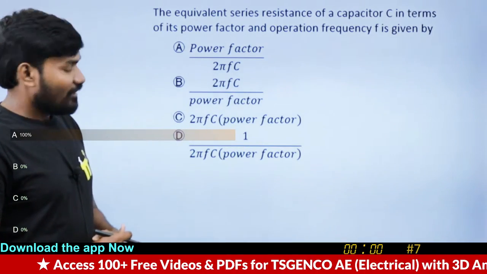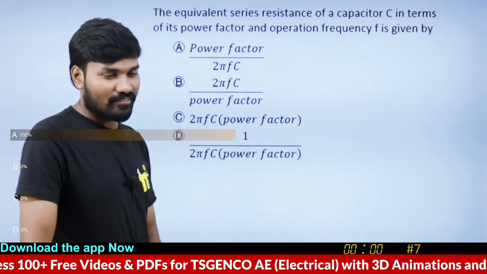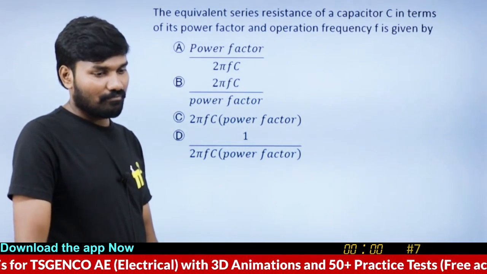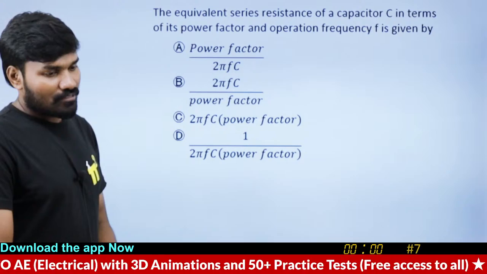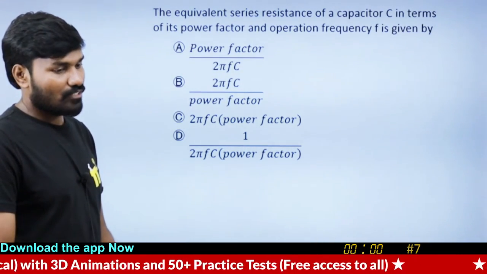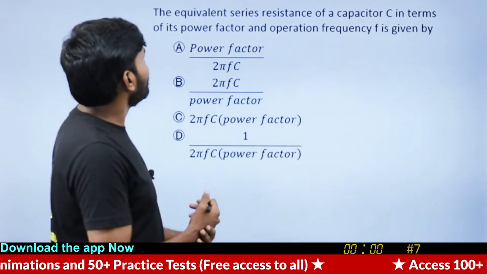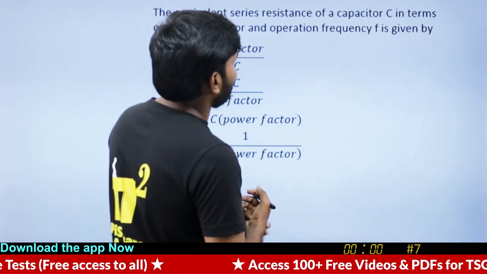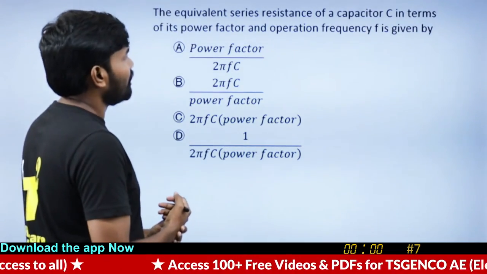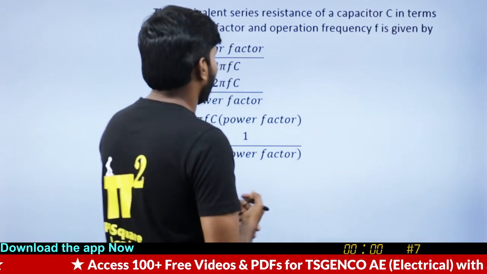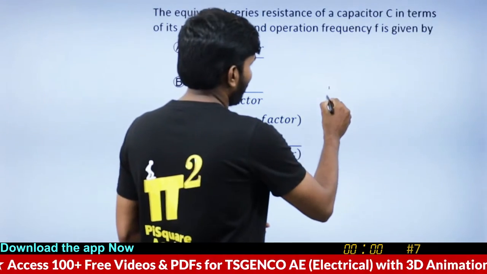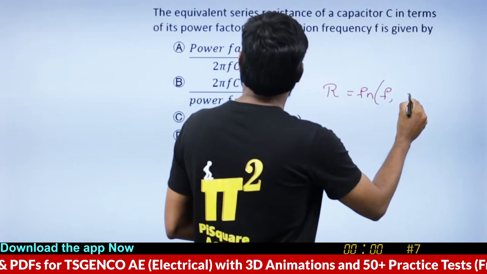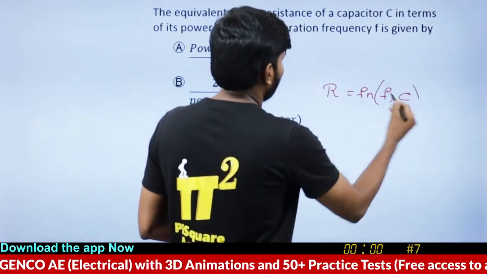Okay, time's up. We received fewer answers for this. I don't know why. Okay, let's see. R must be less for series. The question: the equivalent series resistance of a capacitor C in terms of its power factor and operating frequency F. So it is asking for the R value as a function of frequency and capacitance value.